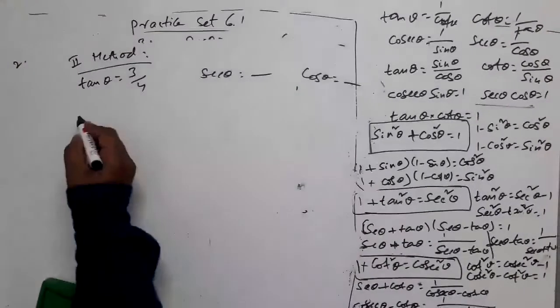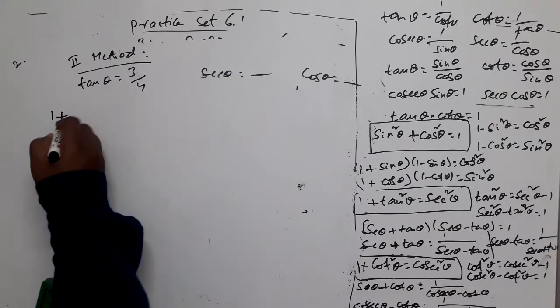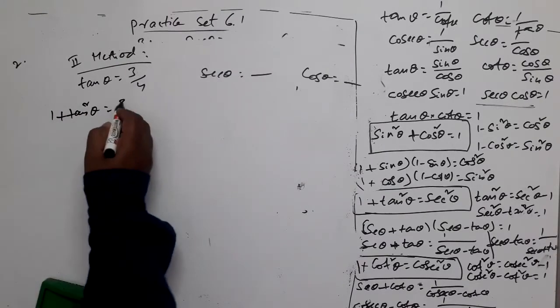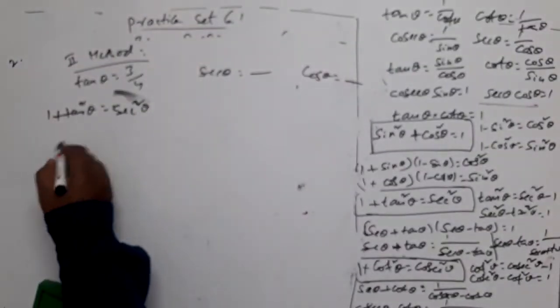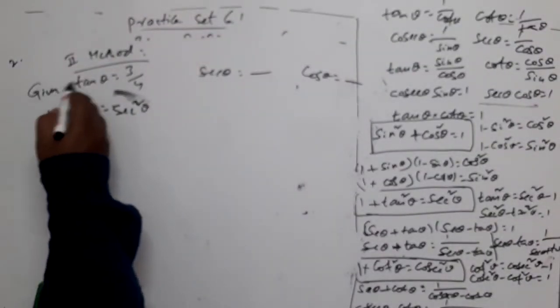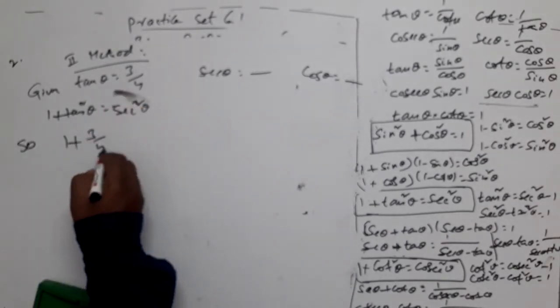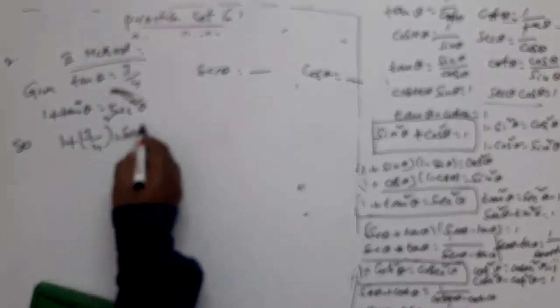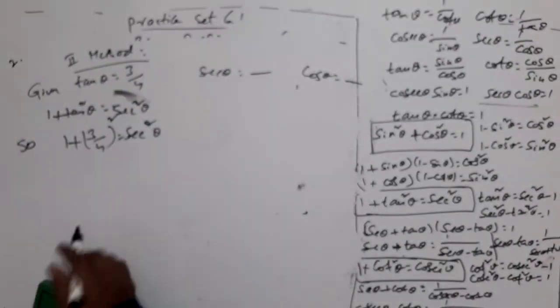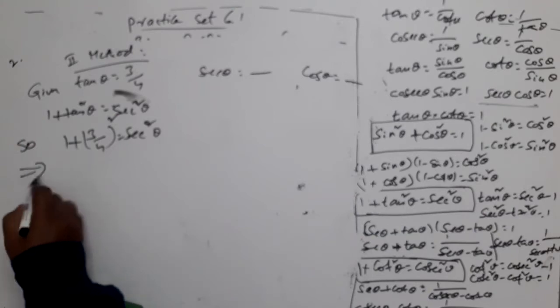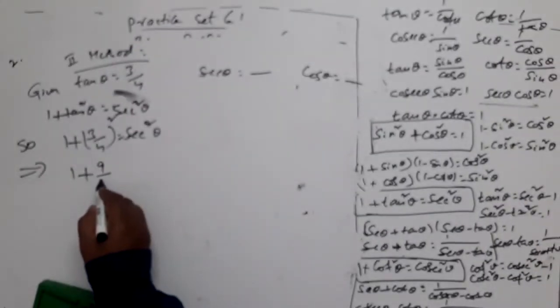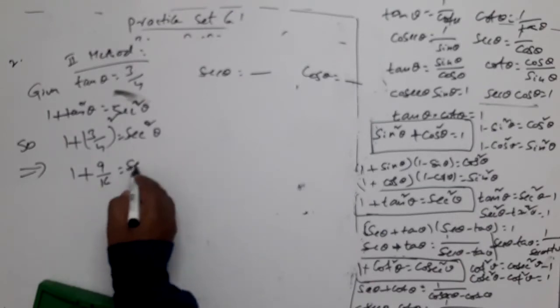In second identity, 1 plus tan square theta can be written as secant square theta. Let us use that identity, right? 1 plus tan square theta is secant square theta, right? This is an identity. This is given, right? What is given? Tan theta is given. So 1 plus, let us substitute the value of tan theta. I have substituted. Implies 1 plus 3 square is 9, right? 4 square is 16. This is secant square theta.